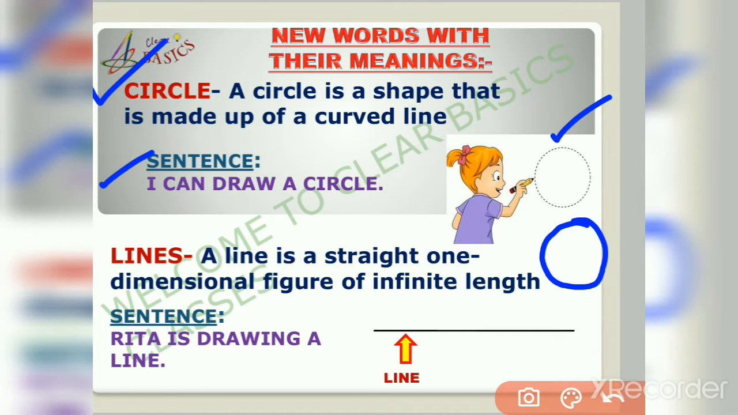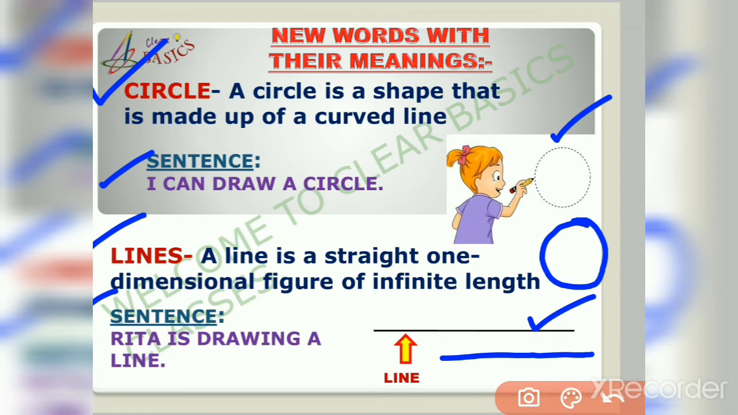Our next word is lines. A line is a straight one-dimensional figure of infinite length. Now friends, look at this picture. A line looks like this. Let me draw it for you, friends. This is called a line. Now friends, let us take an example sentence. Now friends, let us move on to our next slide.